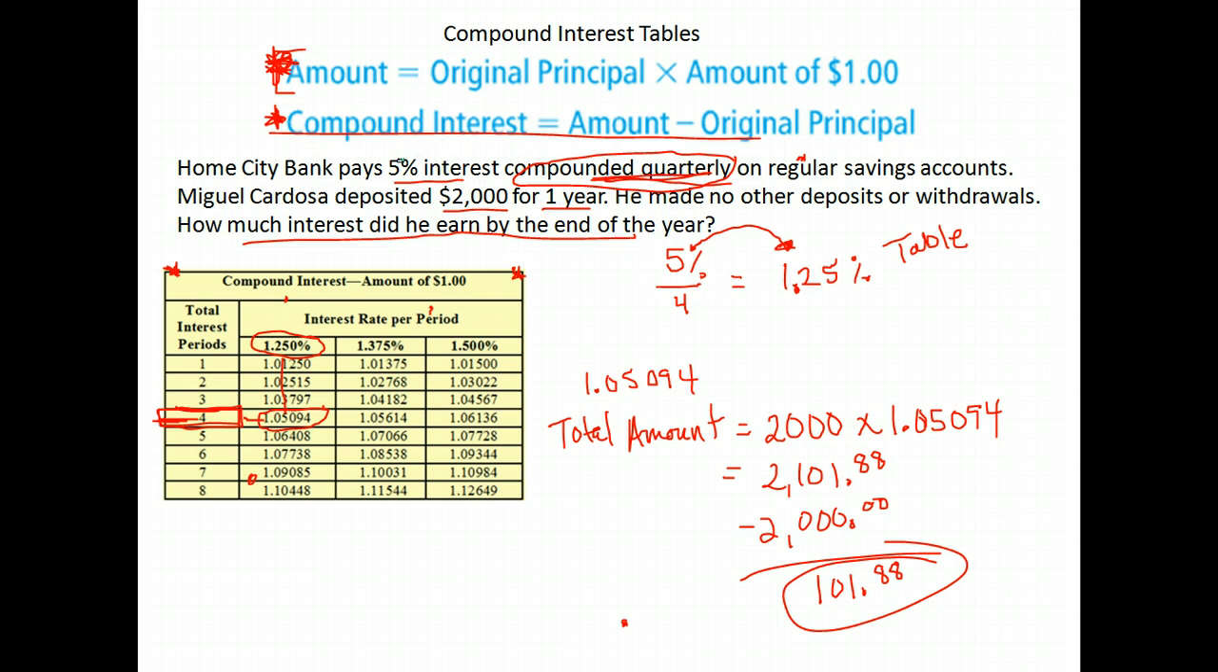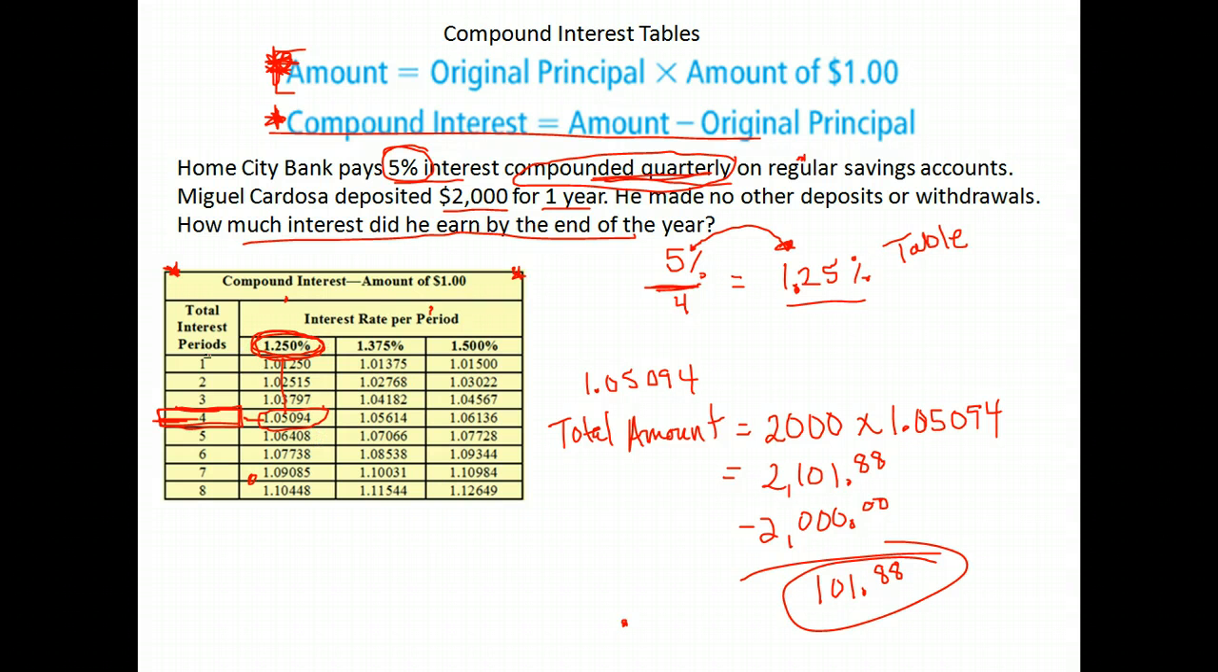The first thing you do is take the interest rate, divide it by the number of times it's compounded a year. Quarterly means 4 times, just like 4 quarters in a dollar. So we divided the interest rate by 4, got 1.25%. That's what we look for first on the table, our percent, so we know which column to be in.